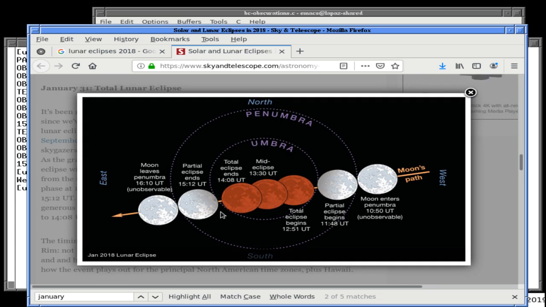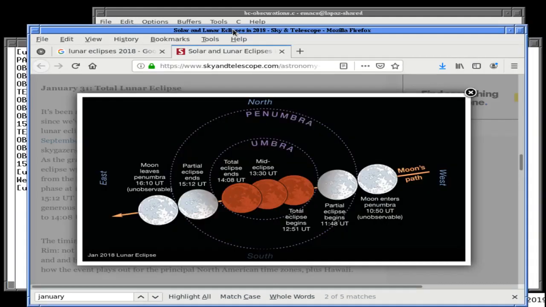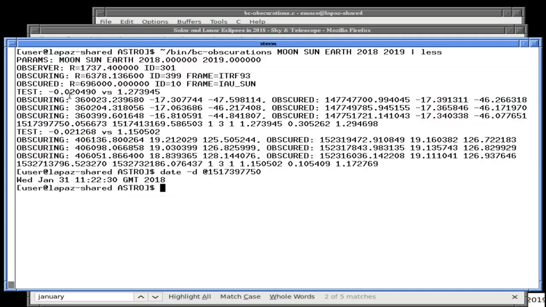Unfortunately, we're using the center, so I don't know if the timing is going to be at all useful, but 11:22 is what we're saying. Moon enters penumbra, partial eclipse begins. So it's right in here that we're seeing this. Now what'll be interesting is to see the middle of the eclipse, actually that's probably not that interesting, because this says that from the center of the moon, we have a 2% eclipse.